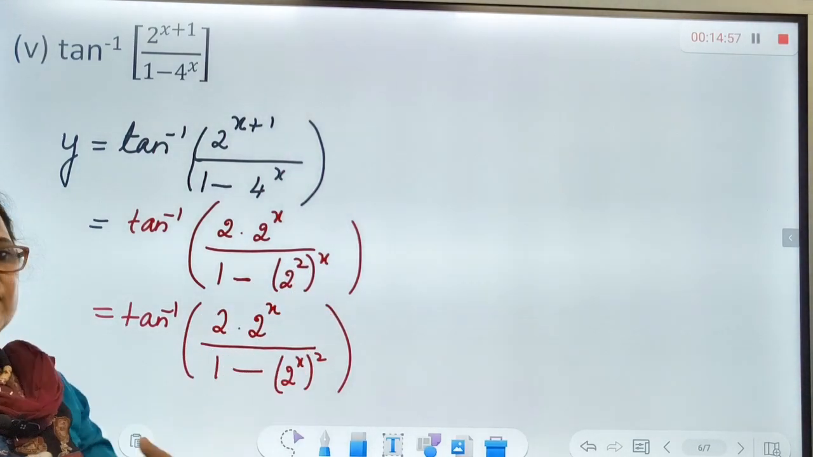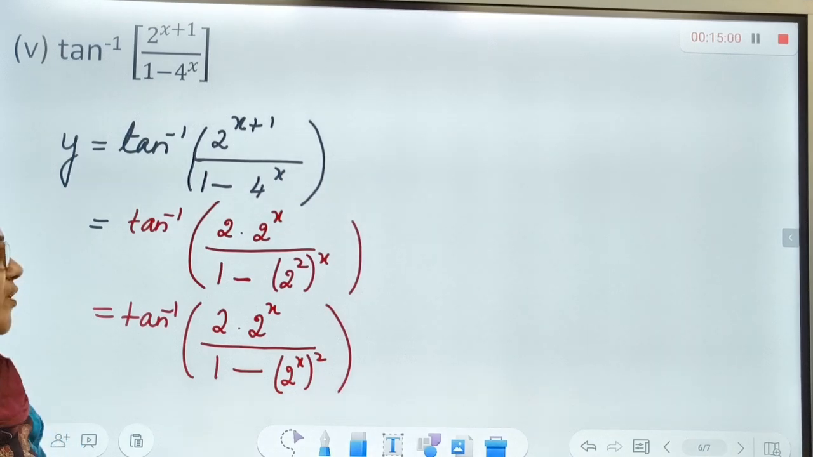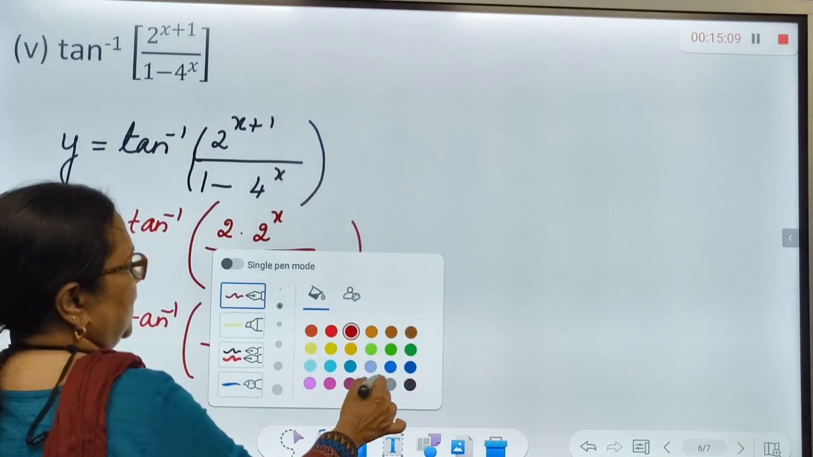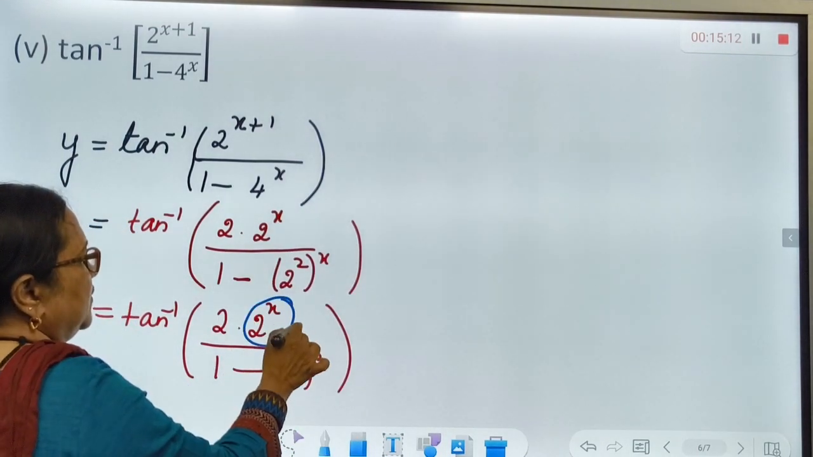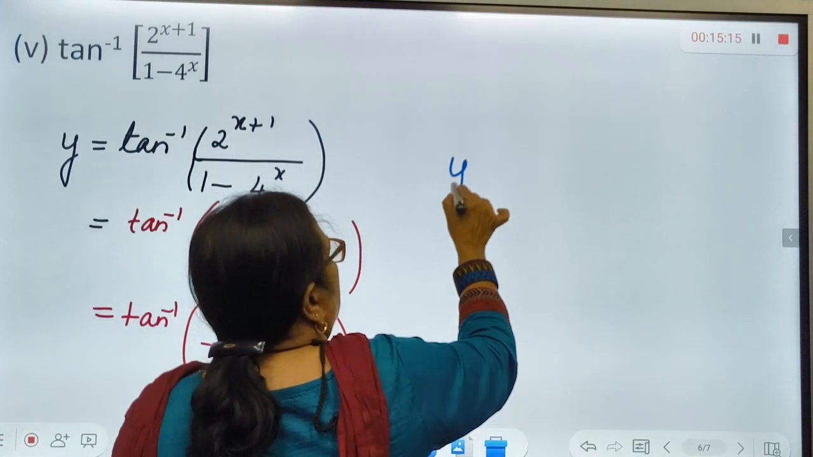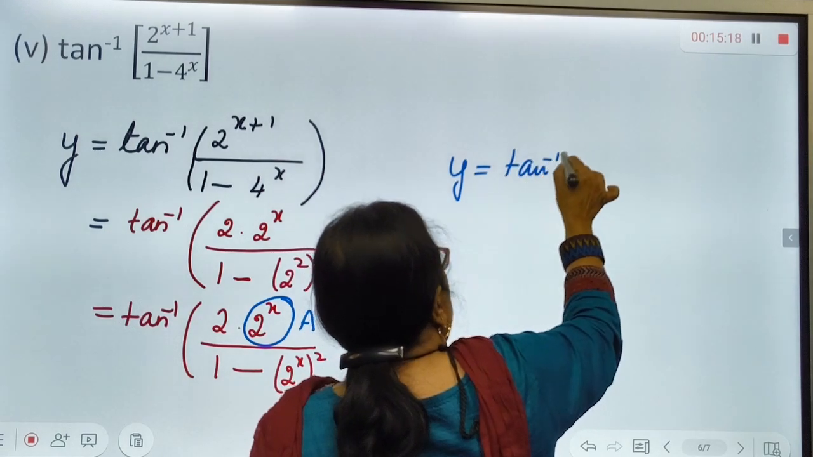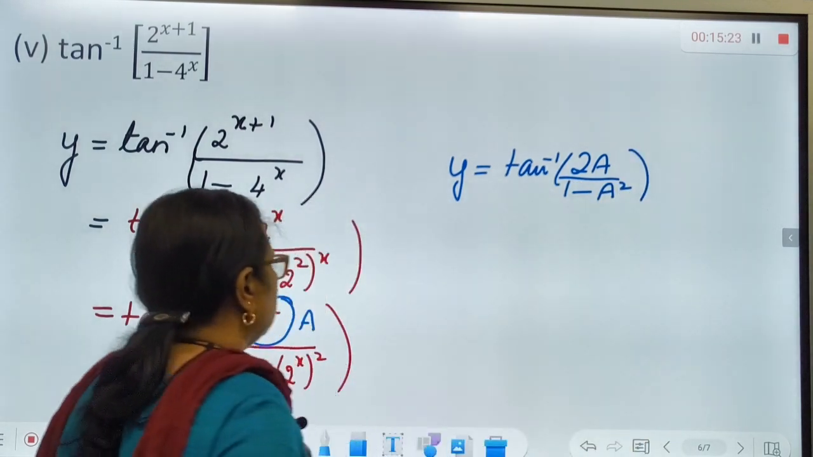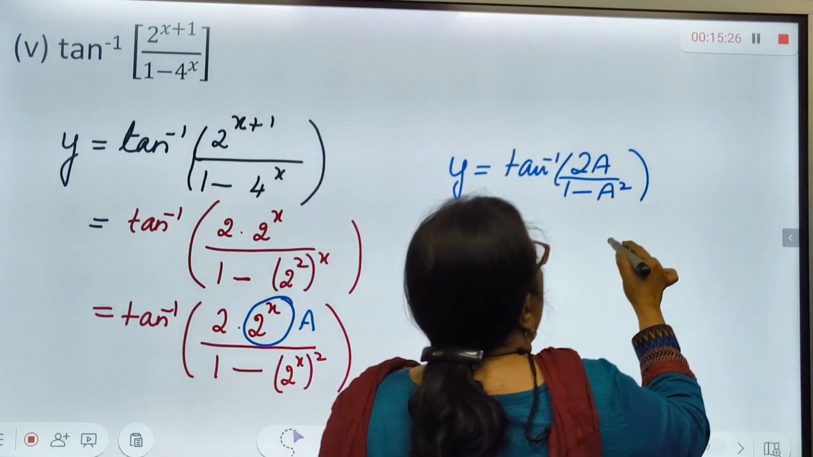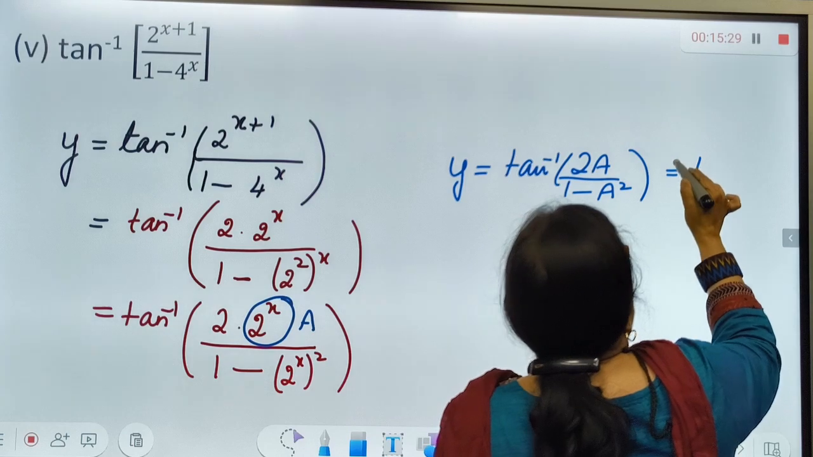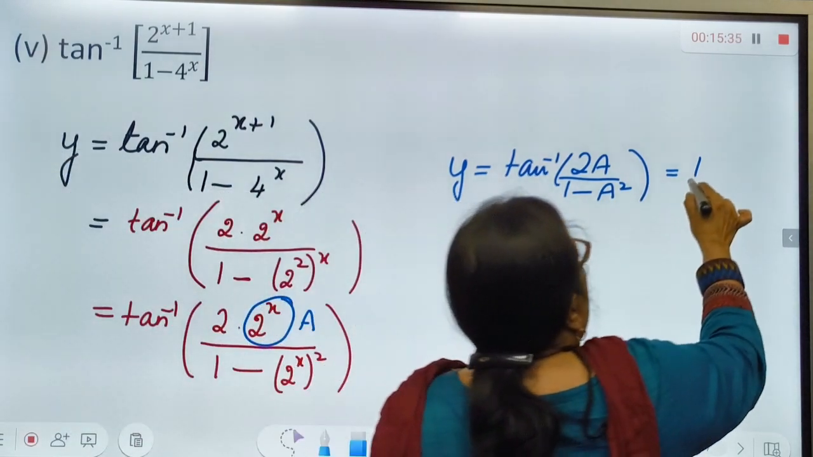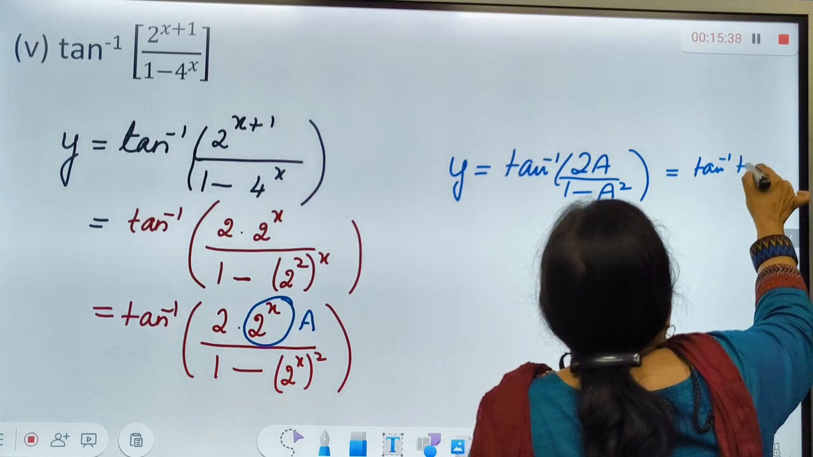2 power 2x, by the property of exponents, I can write 2 power 2x as 2 power x the whole square. Both are one and the same, right? Now this is of the form, if I call this A, y equal to tan inverse 2A by 1 minus A square. Tan inverse 2A by 1 minus A square is of the form tan inverse 2 tan A by 1 minus tan square, which is nothing but tan inverse tan 2A.